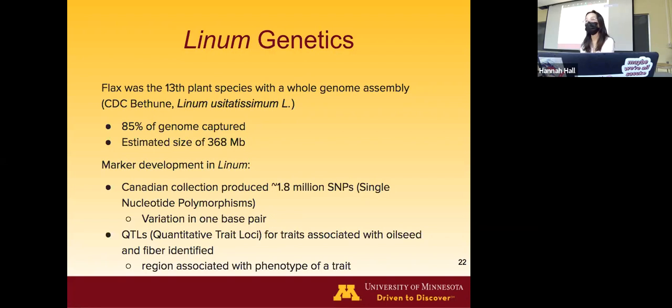So marker development in Linum. The Canadian collection that we saw the genetic diversity panel from before produced, their entire collection produced about 1.8 million SNPs, which are single nucleotide polymorphisms. So this is just a variation in a single base pair. And then they were able to find various different QTLs, which are quantitative trait loci, which are regions associated with a trait's phenotype. They found QTLs associated with oilseed and fiber flax traits.